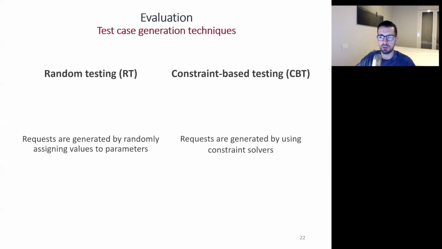This is what we wanted to do in our evaluation. We wanted to compare these two test case generation techniques, random testing and constraint-based testing. And by random testing, we mean the current state-of-the-art technique that is being used by other approaches. That is, you are generating requests by randomly assigning values to parameters. In contrast, when we do constraint-based testing in our approach, we generate the requests by using constraint solvers. So IDL Reasoner supports a number of constraint solvers, and you're using those in order to generate the requests.